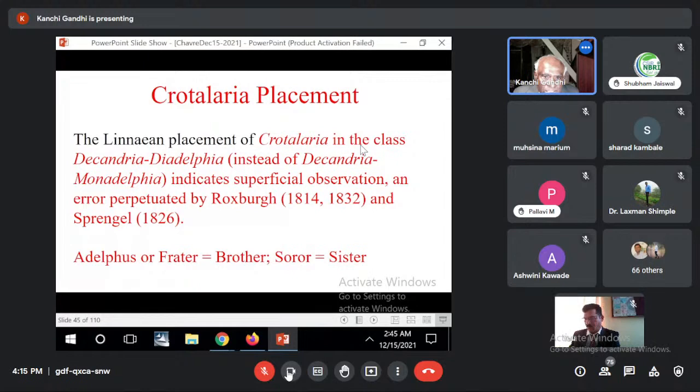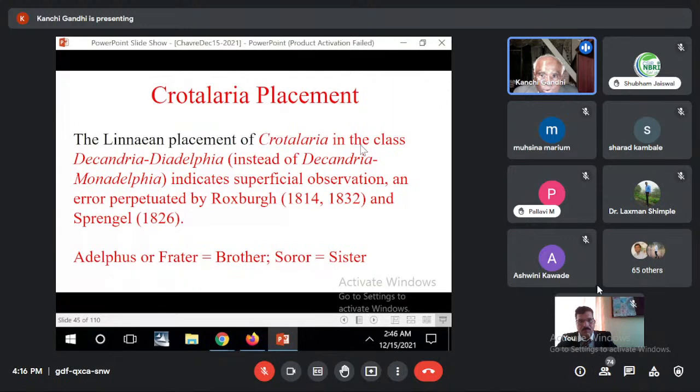That's what monadelphia means, diadelphia means, or triadelphia means. When you say triadelphia, the brothers are in three groups. So here is a case, Decandria Diadelphia, 10 stamens in two groups. Linnaeus did not observe the stamens closely and properly. He saw the 10 stamens, 9 stamens being together and 1 stamen somewhat free. He called it diadelphia.